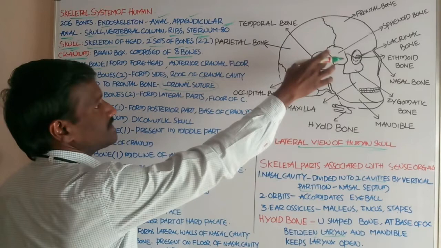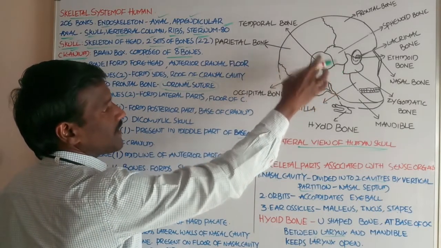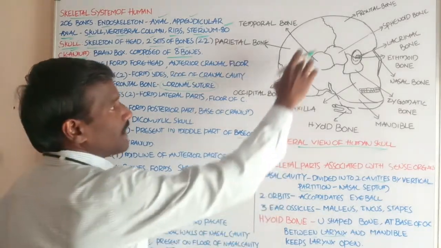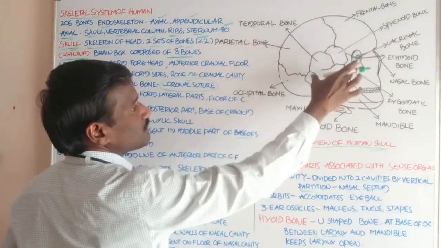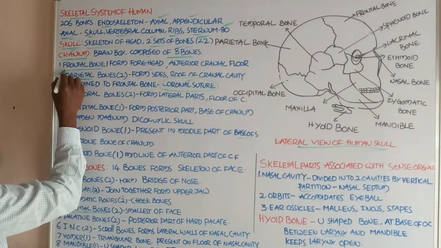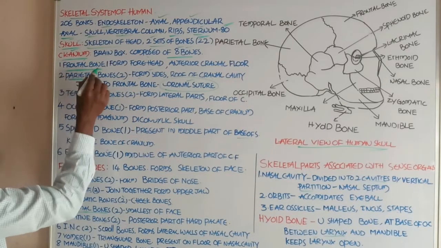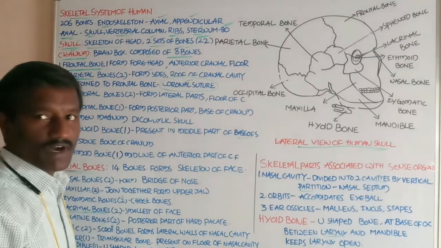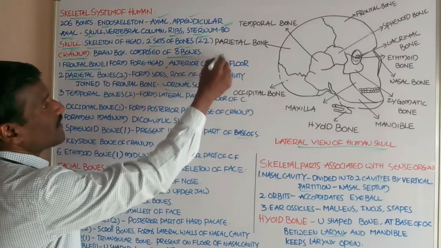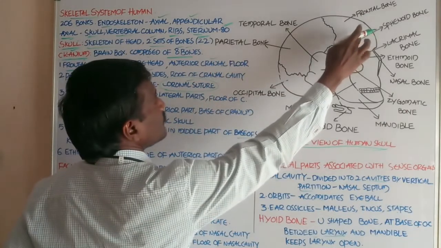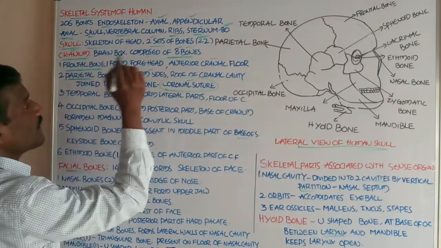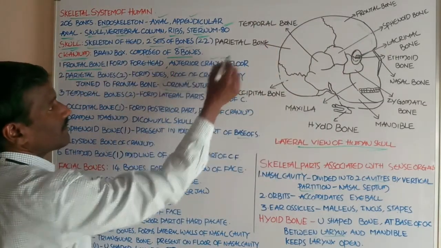Okay, student, this is the diagram which shows the lateral view of the human skull. These are the different bones present in the region of the skull. The first one in the cranium is the frontal bone. It is 1 in number. The frontal bone forms the forehead and the anterior cranial floor.